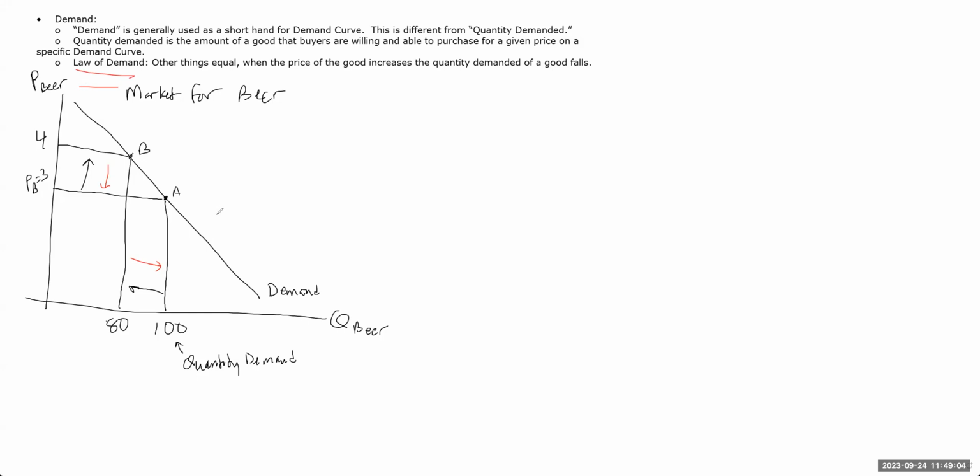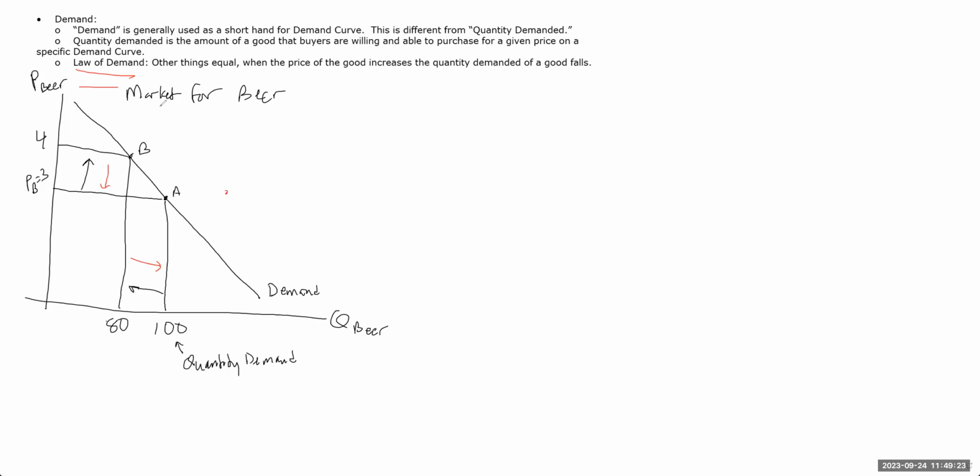Everything else held equal. Basically, the demand curve is downward sloping, which means price goes up, people want to buy less, price goes down, people want to buy more. Now, these are quantity demanded right here.